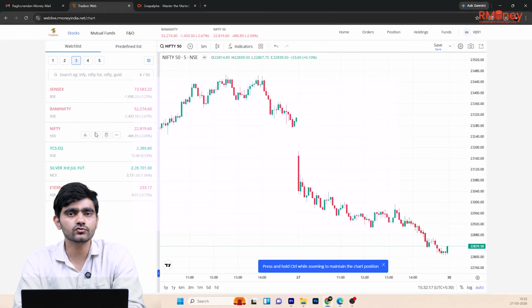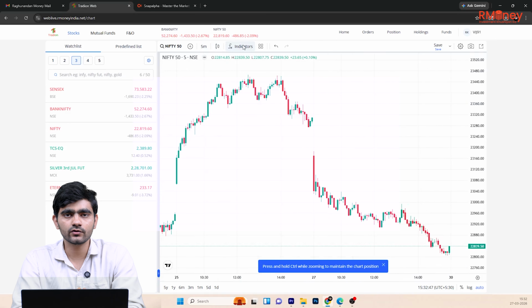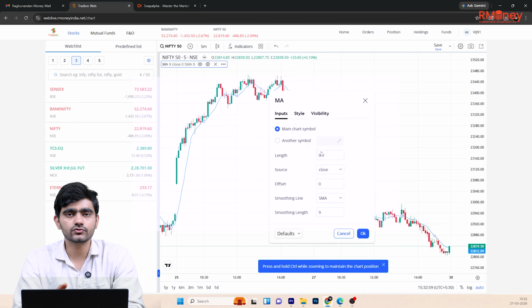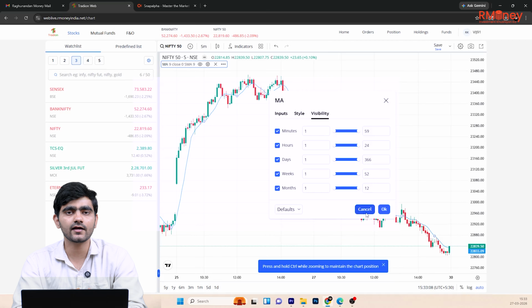Now let's understand how to apply moving average on TradingView. For that, you can directly visit the TradingView site, or you can open the chart through RMoney's platform. Once you open the chart, click on indicators and then search moving average. Here you have to select the period according to your trading strategy, whether you want to use 10, 50, 20 or 200 moving average. And now you can easily analyze the price movement.